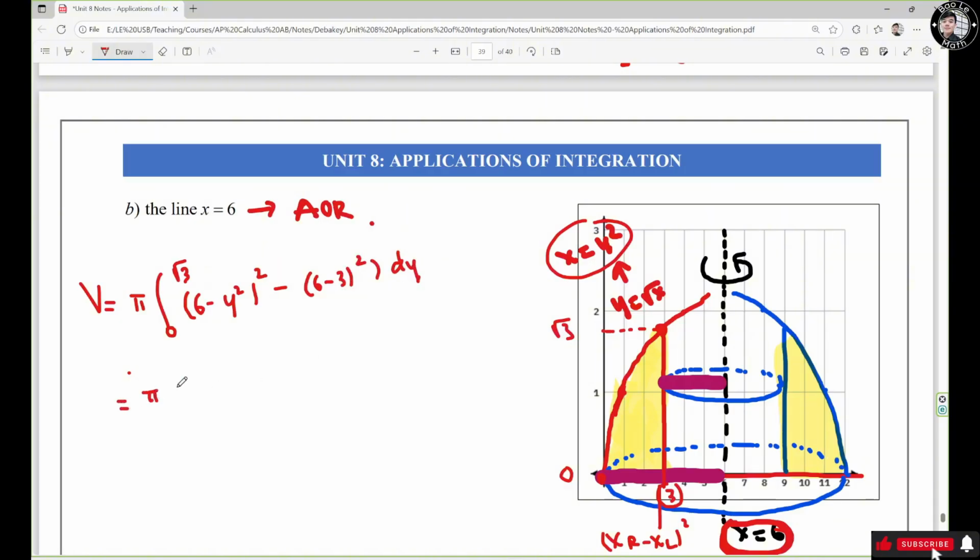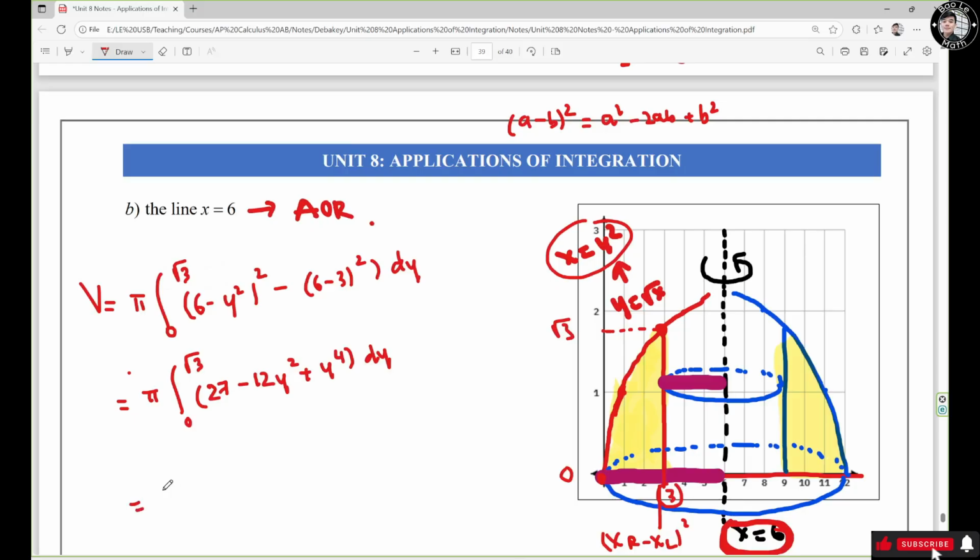So it's going to be pi times the integral from 0 to root 3. Now you're going to use the complete square formula to expand this one. It's going to be a minus b all together squared, which is a squared minus 2ab plus b squared. So it's going to be 36 minus 12y squared plus y to the power 4. Now 6 minus 3 equals 3, squared equals 9, so subtract 9. 36 subtract 9 is going to be 27, so I write 27 over here, dy.